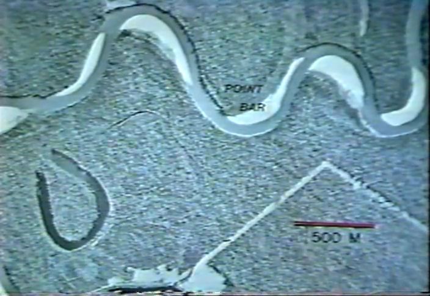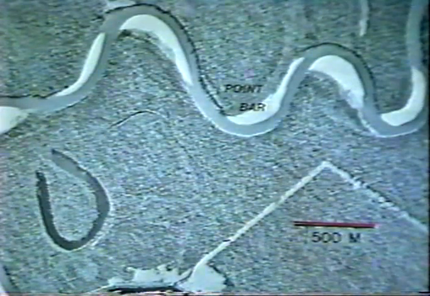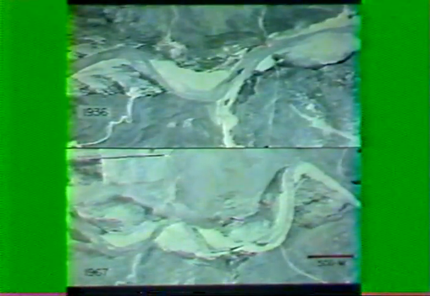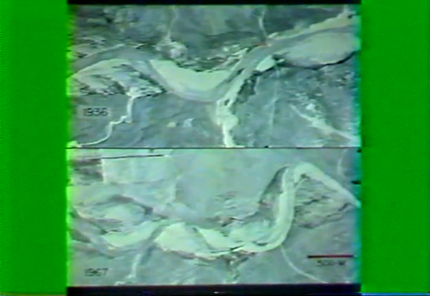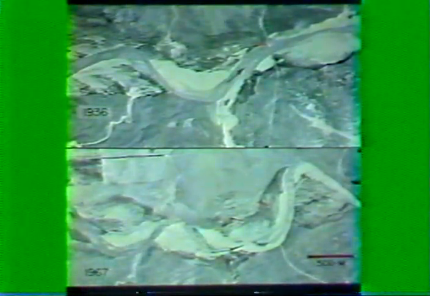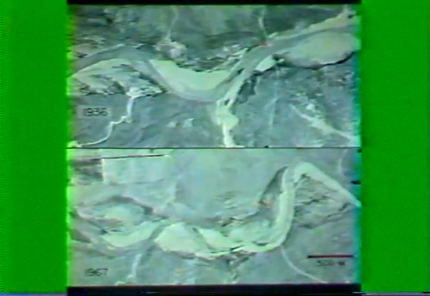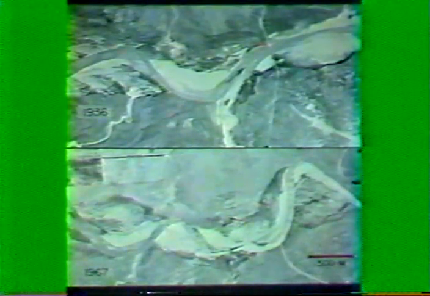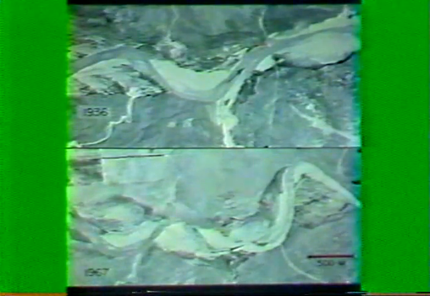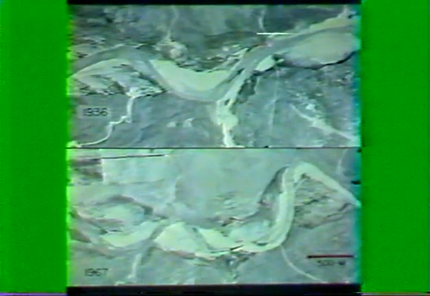Rapid lateral migration is suggested, but not necessarily established, by the presence of many oxbow lakes. A very high degree of lateral instability is indicated by these sequential aerial photographs of the Cimarron River in Oklahoma, which is a braided point bar stream. Changes during the 30-year interval between photos were so great that the location does not appear to be the same.